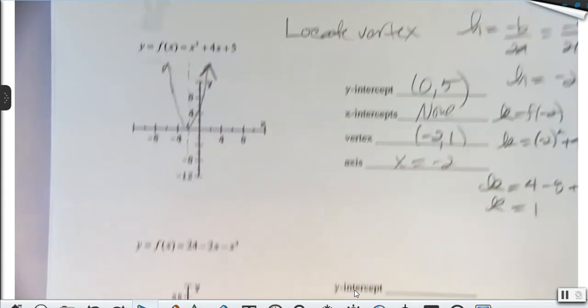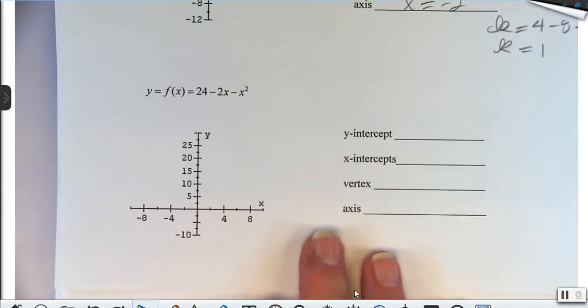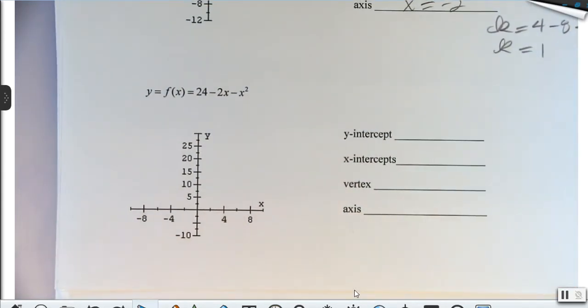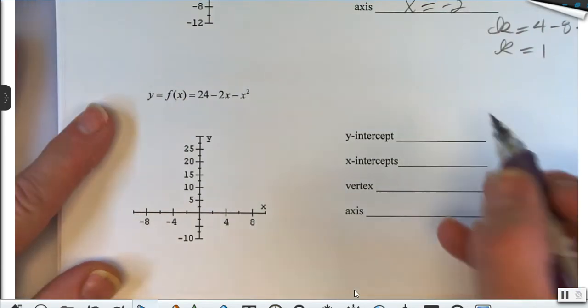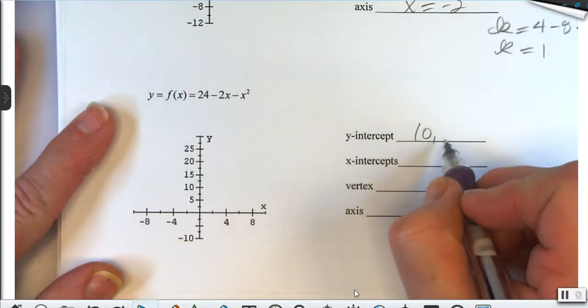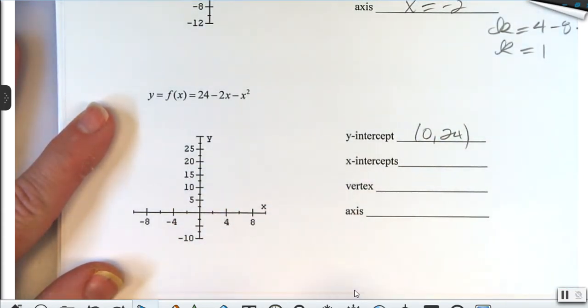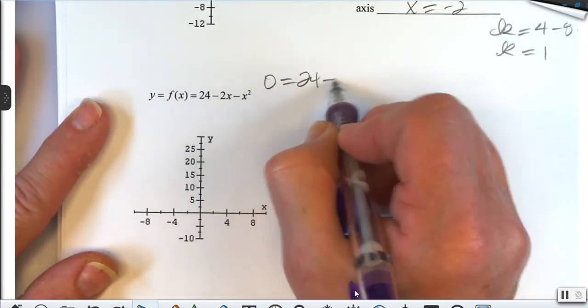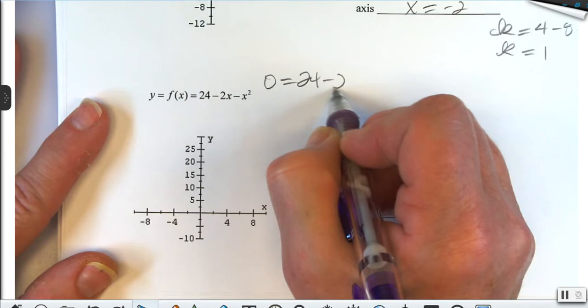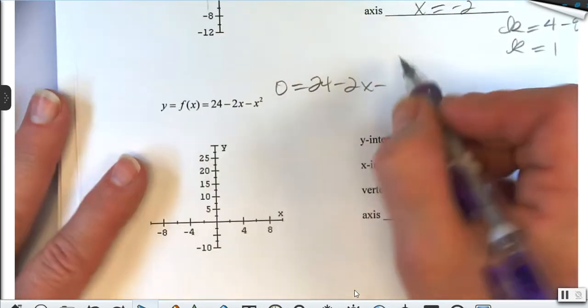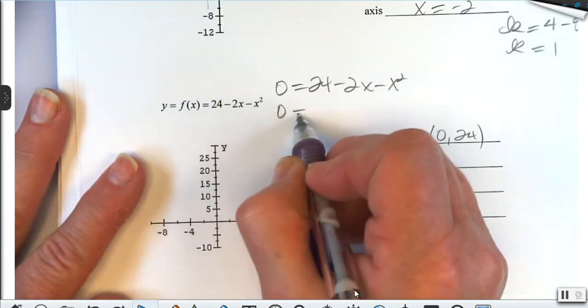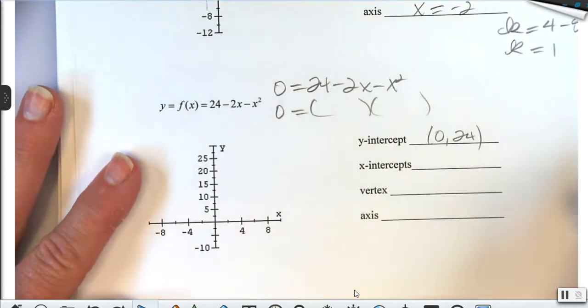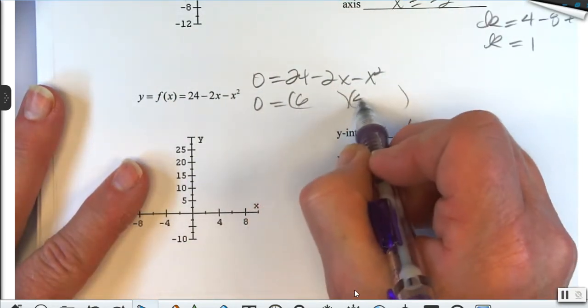All right, let's see. I think I just have 2 more here. So this one here, again, the first thing you want to notice is the squared term is negative. This is going to be opening downward. All right, so let's see what we got here. Y-intercept is at 0, 24. It's good I've got fairly large numbers here. Let's find some x-intercepts. So I'm going to have 24 minus 2x minus x squared. And if I was to factor this, I think this is a 6 and 4 combination.